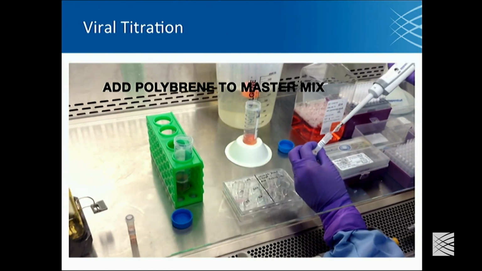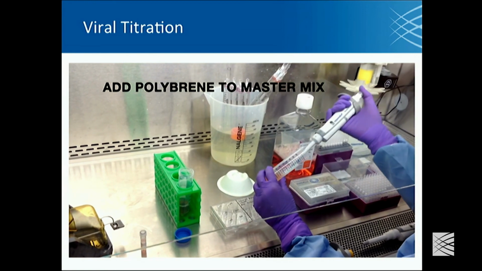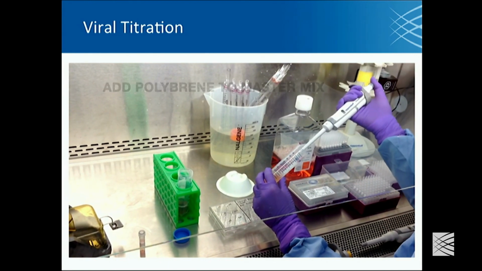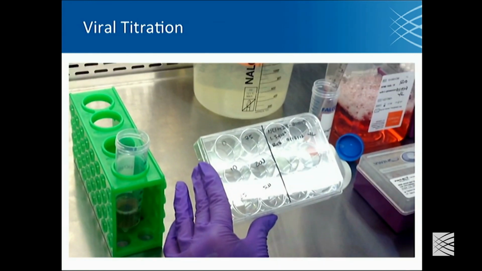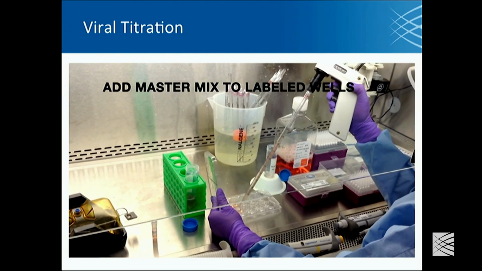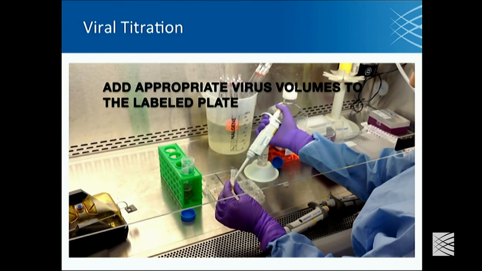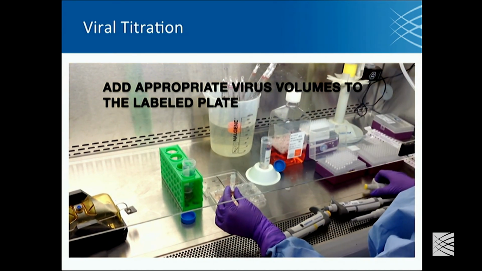Add polybrene to your master mix. Obviously, that'll be the polybrene dose that you determine in your polybrene sensitivity assay. Label your 12-well plate with the appropriate virus volumes. Add your master mix to the labeled wells, making sure to resuspend your master mix thoroughly. Add the appropriate virus volumes to the labeled plate.